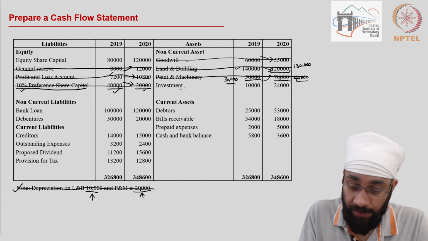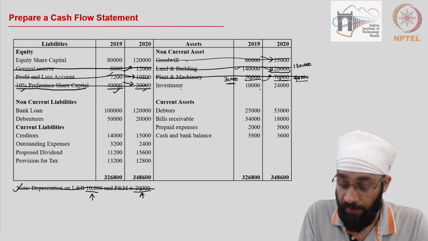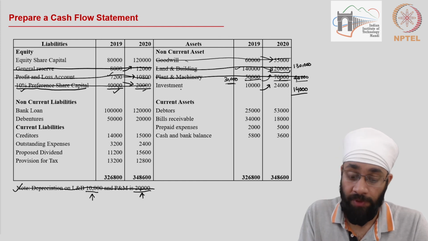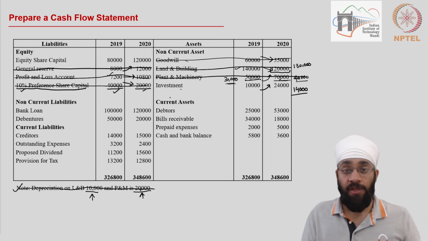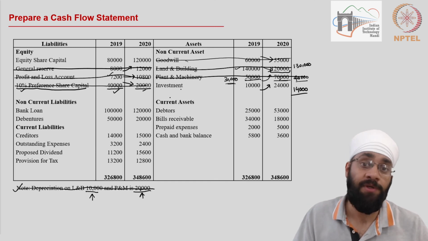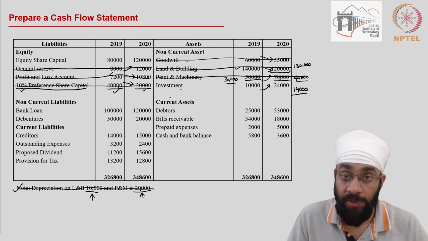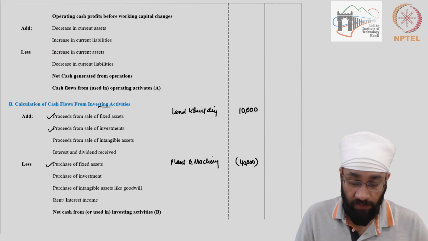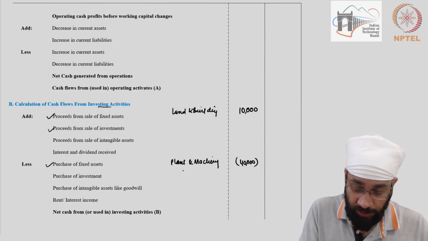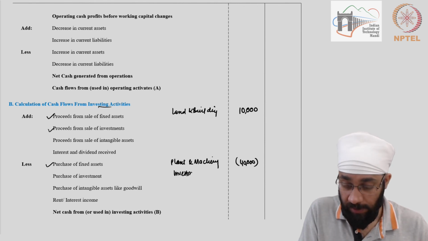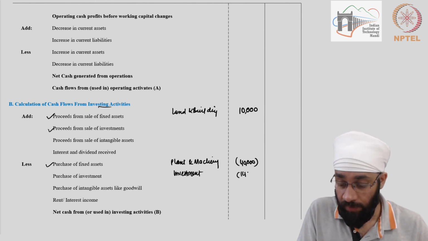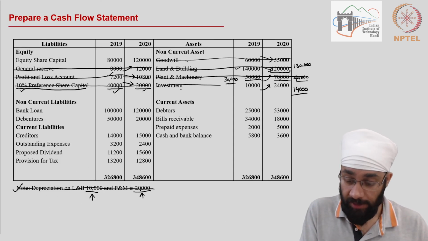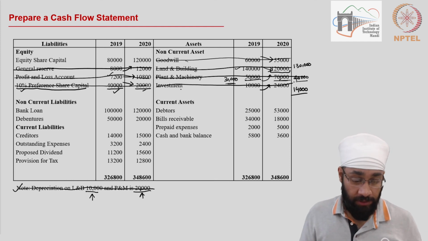Then you have investment. Investment goes up from 10,000 to 24,000. 14,000 rupees worth of investment is being purchased. There is no depreciation charged on investments. These are simply financial instruments where a company would invest money. So 14,000 is a purchase of investment. So purchase of investment here is an outflow of 14,000. That's it. I'll cross this off and we are done.